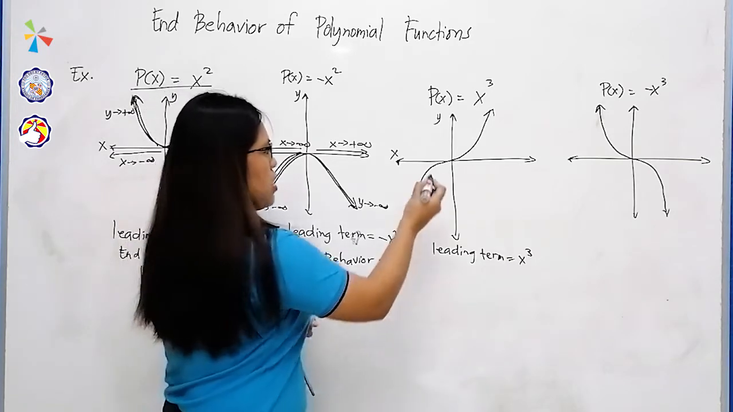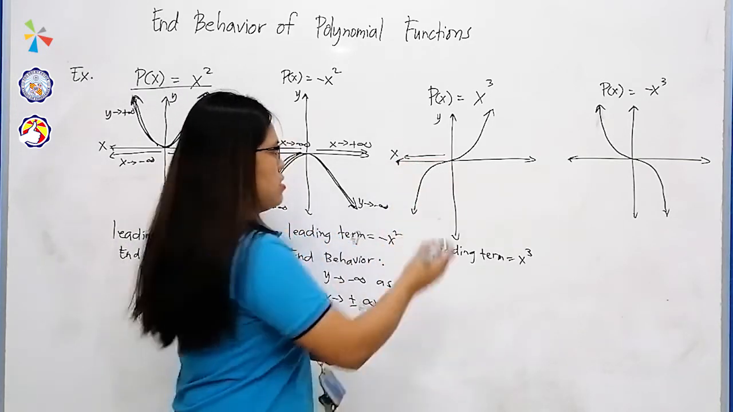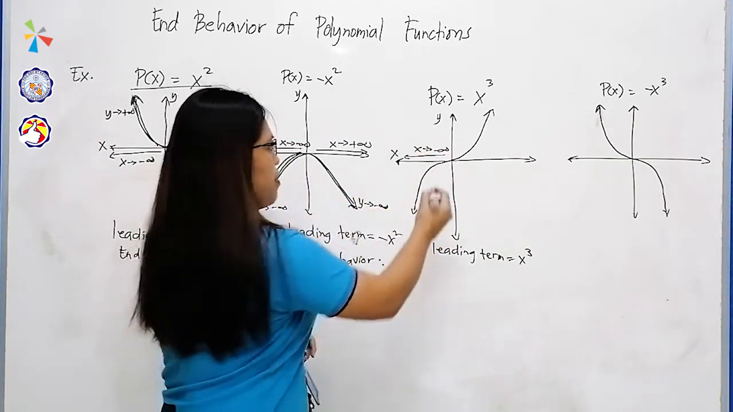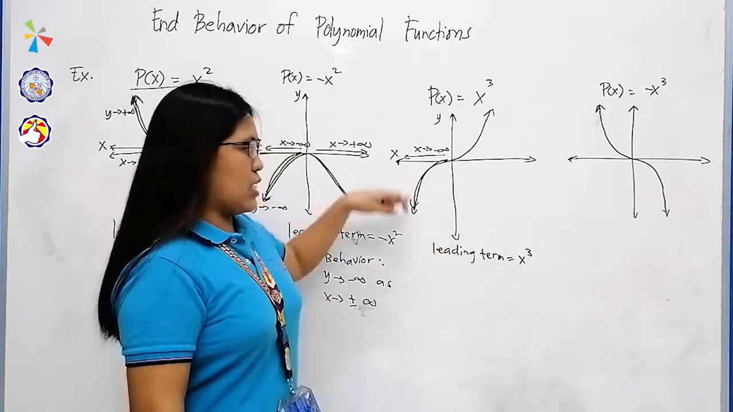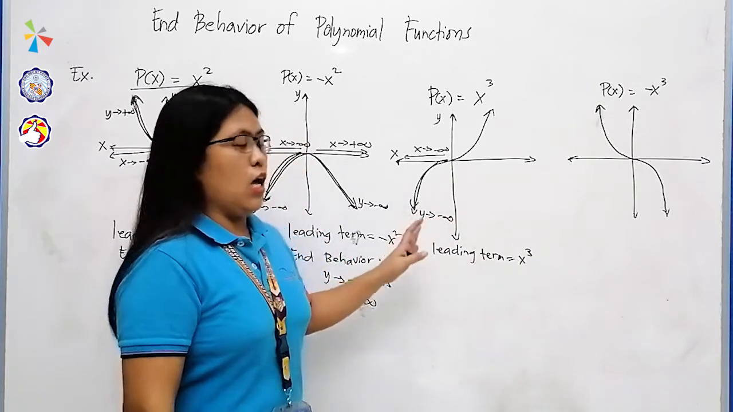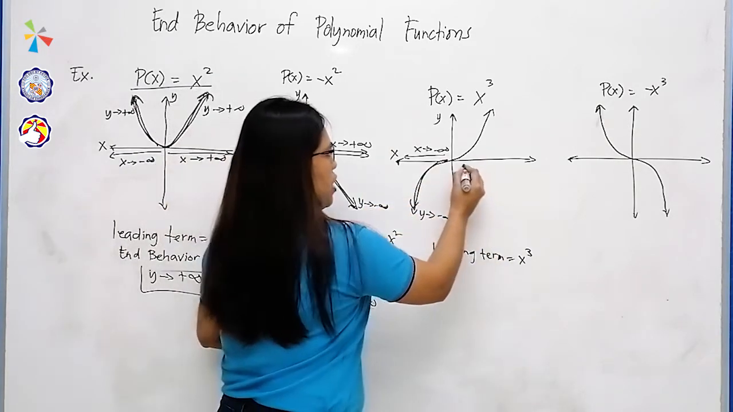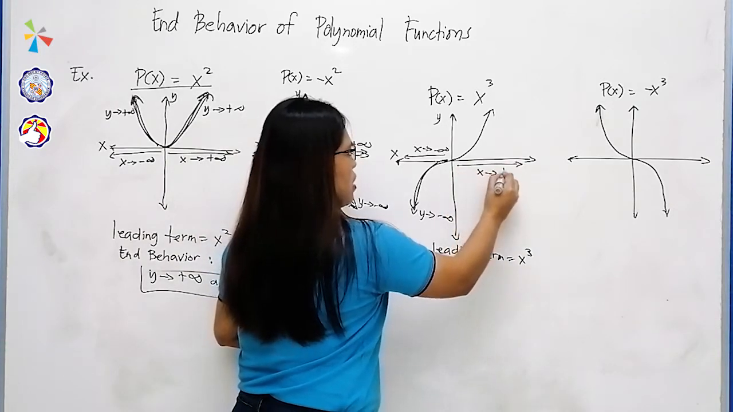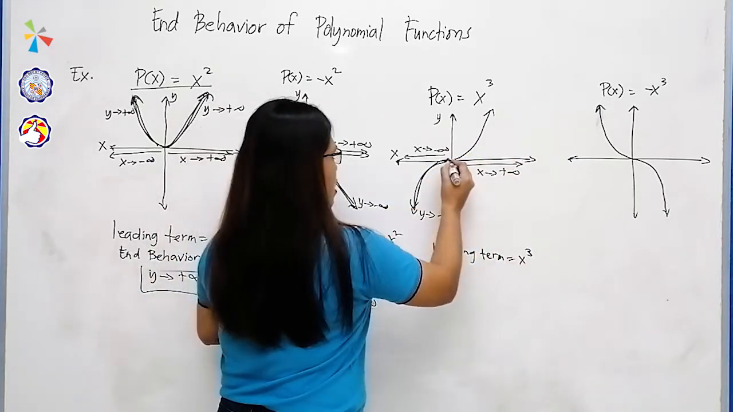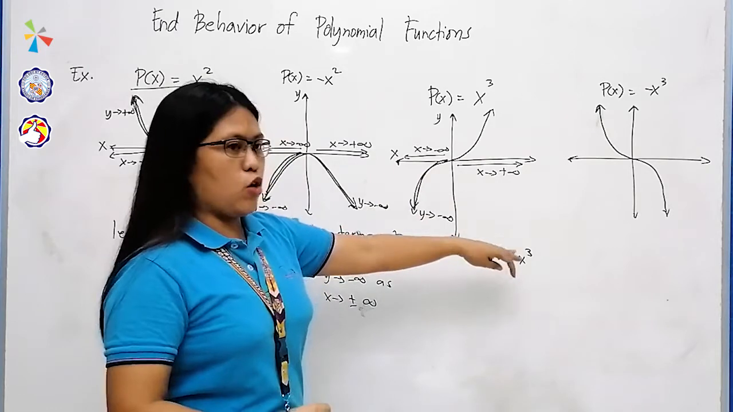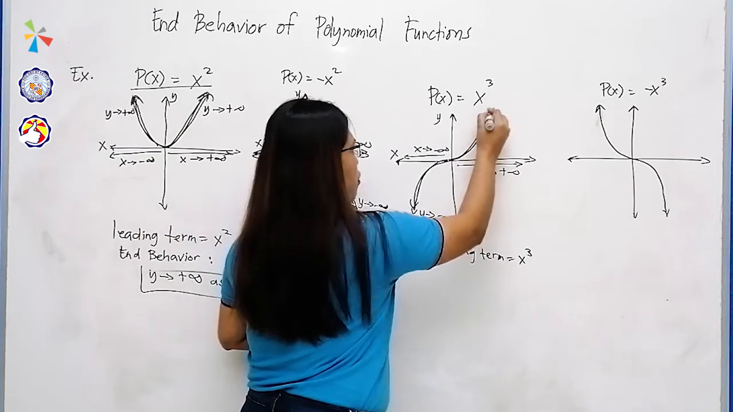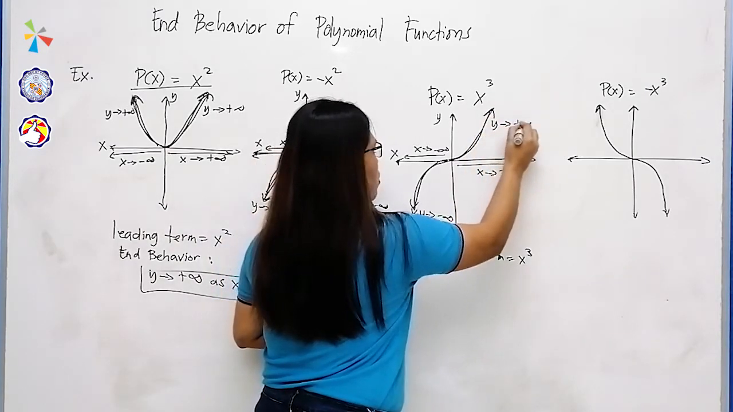We see that as x decreases, as x approaches negative infinity, if we look at the left side of the graph, the value of y decreases without bound. Y approaches negative infinity. On the other hand, as x approaches positive infinity, if we look at the right side of the graph, instead of decreasing without bound, similar to the first examples, this time the value of y increases without bound.